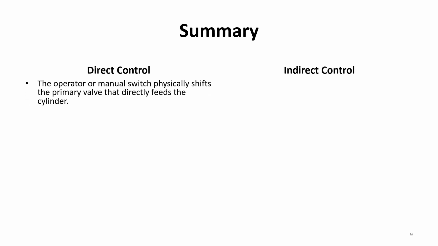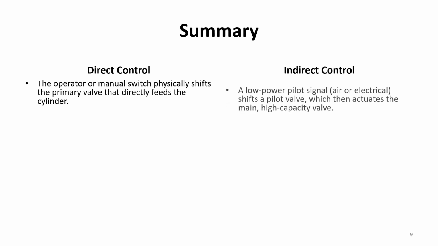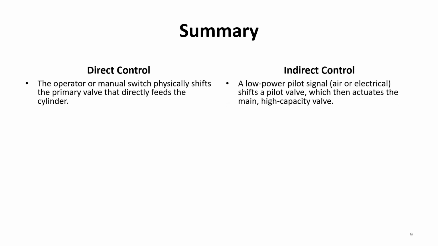To summarize, let us try to understand the differences between the direct control and indirect control of pneumatic cylinders. So in direct control, the operator has to manually actuate the DCV, which acts as a primary valve that directly controls the fluid flow in and out of the cylinder. Whereas in indirect control, a low power or low pressure pilot signal, it can be a compressed air pilot line in the case of pneumatic, or it can be an electrical signal in the case of electro-pneumatic system, shifts the pilot valve and actuates the high capacity, high pressure valve that controls the fluid flow into the cylinder.